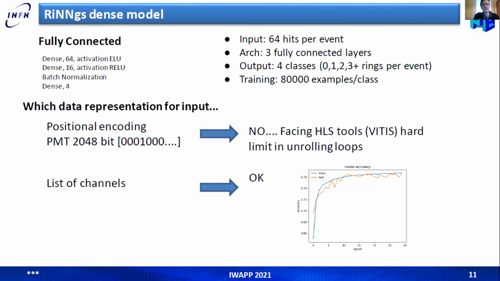For example, we used here a list of channels, because the positional encoding in input, with an array of 2048 bits (2048 is the number of the photomultipliers in the detectors), couldn't be compiled and synthesized for the FPGA because we faced a limit in the unrolling loops of the Vitis tool. Okay, I leave the stage to Matteo.